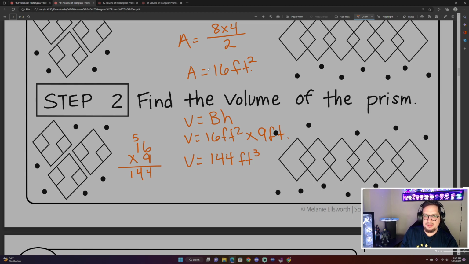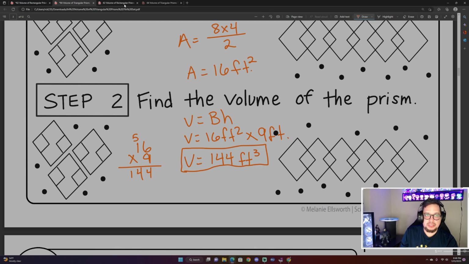You find the area of the base, you multiply that times the height, and that will give you the volume. So what you're going to be doing now is you're going to cut these two out. You're going to paste them in your journal. Once you're done with that, on Google Classroom, there's a Google form. You're going to open up that Google form. There's going to be 6 questions.